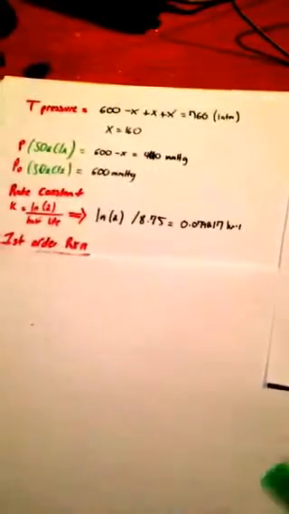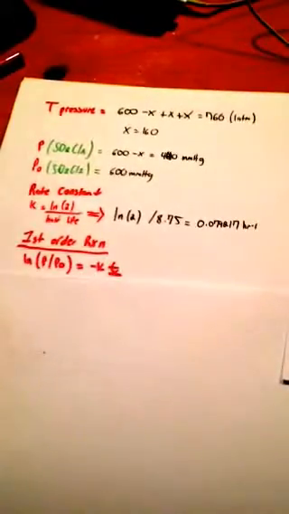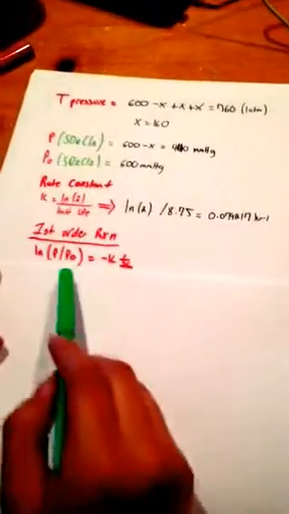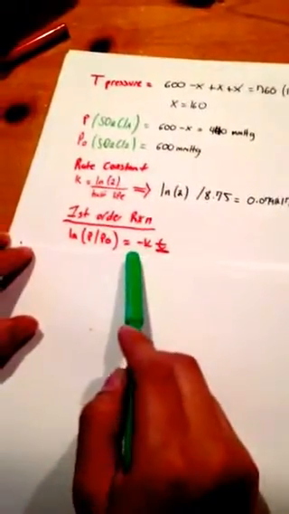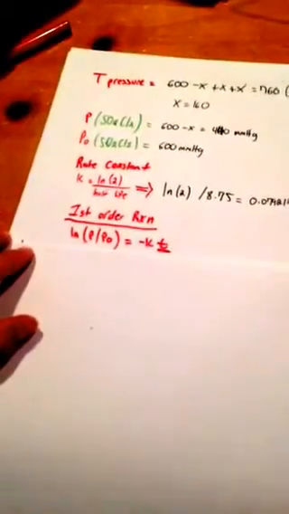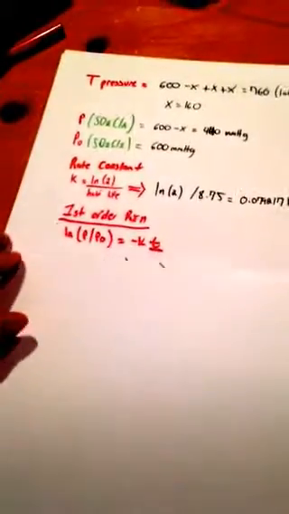Okay, and then we're going to use the first order reaction equation because, as it's stated in the problem, it's a first order. So the equation for that is the log of pressure divided by the initial pressure equals the negative k times t. And now remember, we're finding t, okay? So that's the most important one. So I'm going to go ahead and start that out.